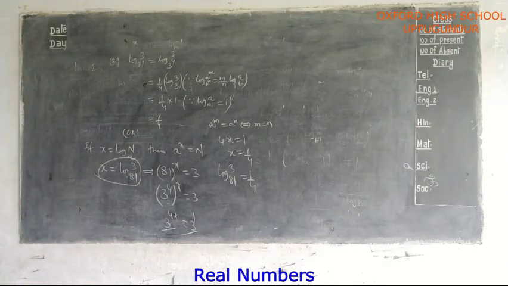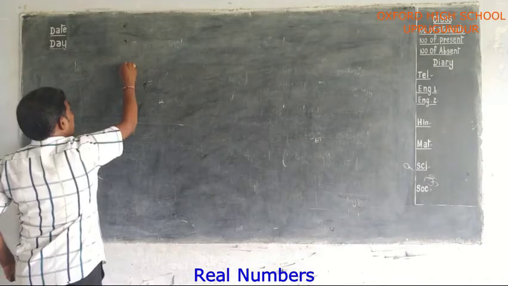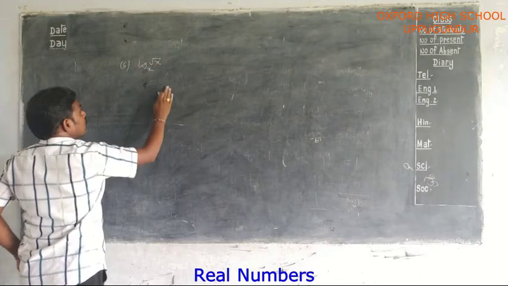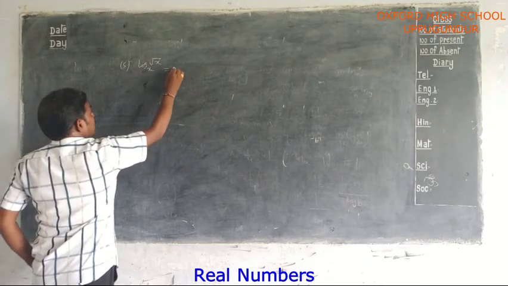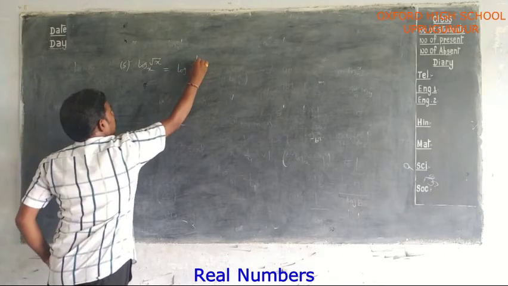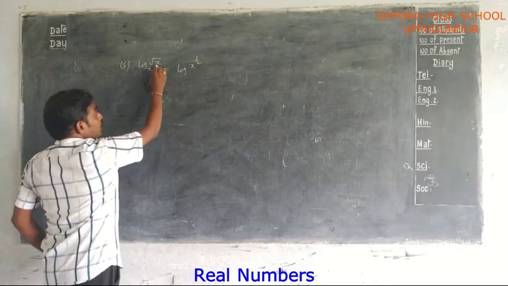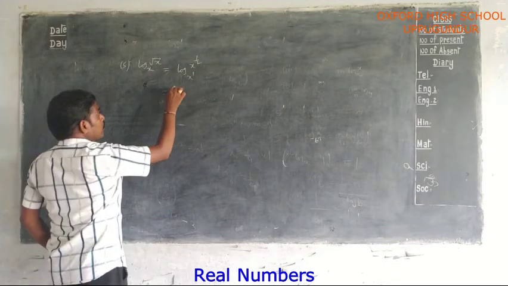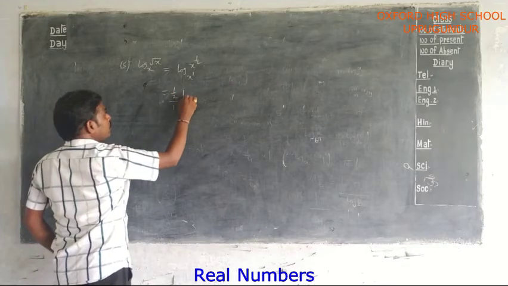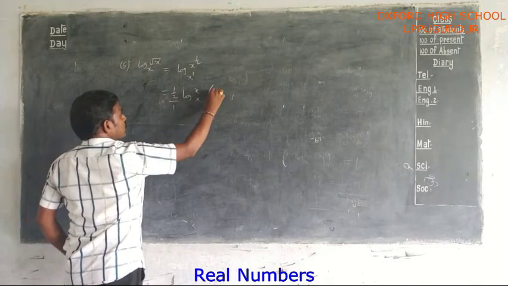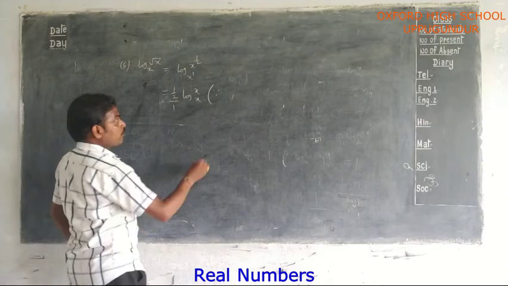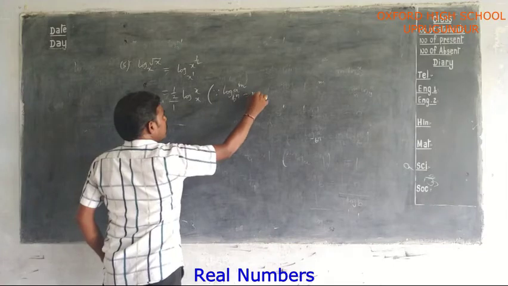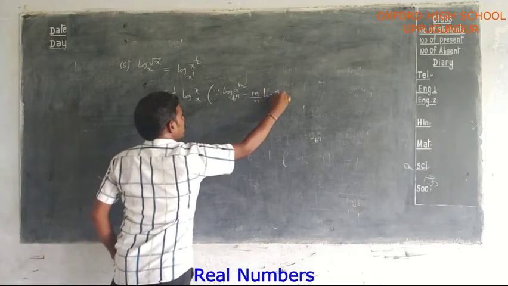Next, the fifth one. Log root x base x. So which is equal to log root x, you can write x power 1 by 2. Exponential form of root x is x power 1 by 2, base x. There is no power, means 1. So 1 by 2 by 1 into log x base x. Here what is the formula you are using? That formula you have to write. Log a power m base b power n equals m by n into log a base b.